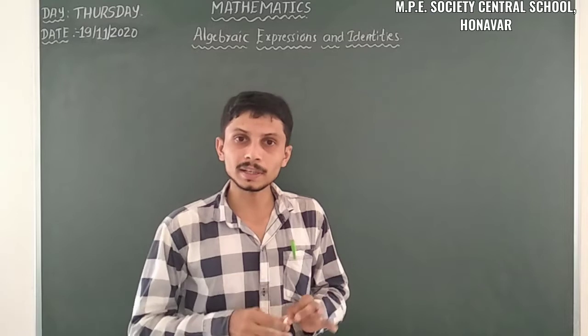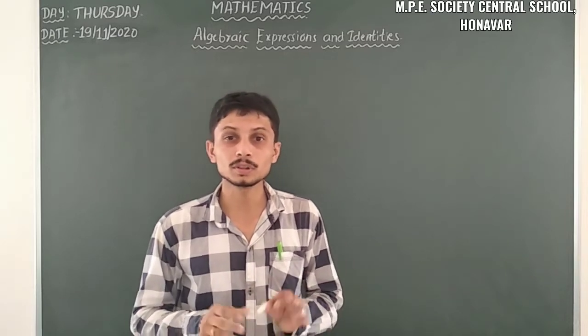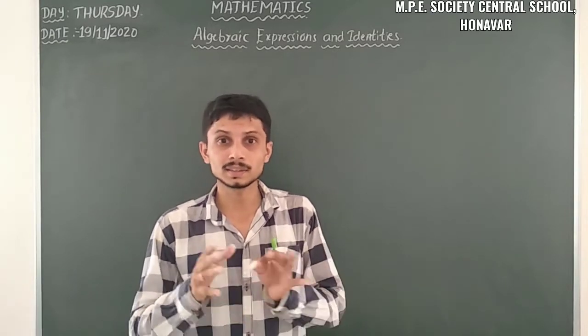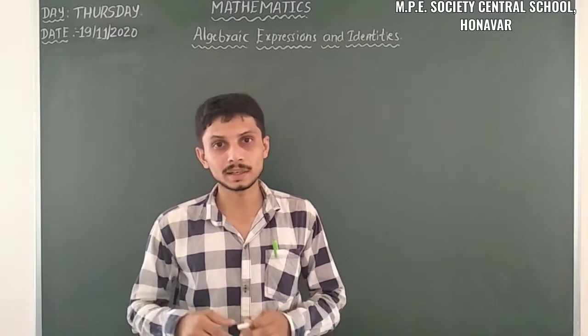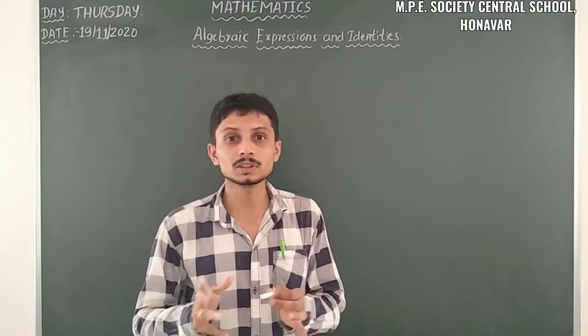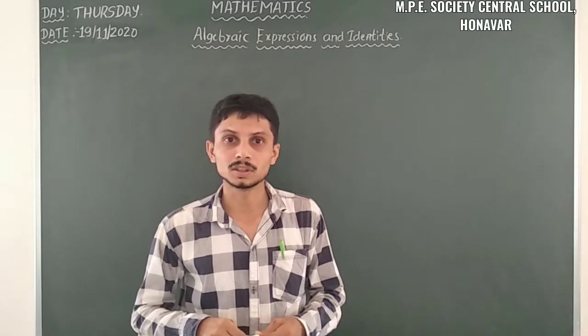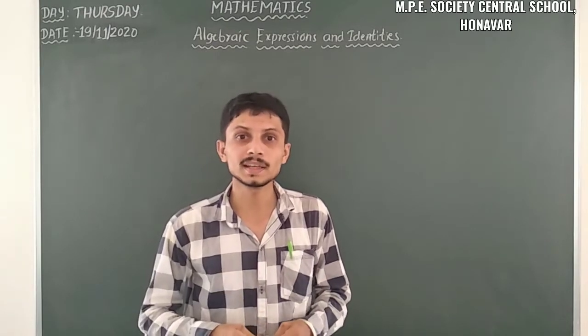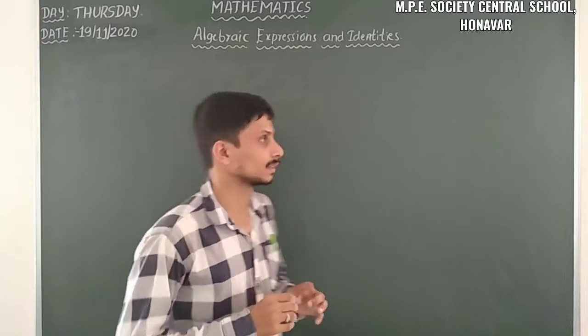Last class we discussed a topic from 8th standard, that is algebraic expressions and identities. We discussed some types, like terms and unlike terms. Also we discussed operations on algebraic expressions. So let us move on to the next topic, that is identities.